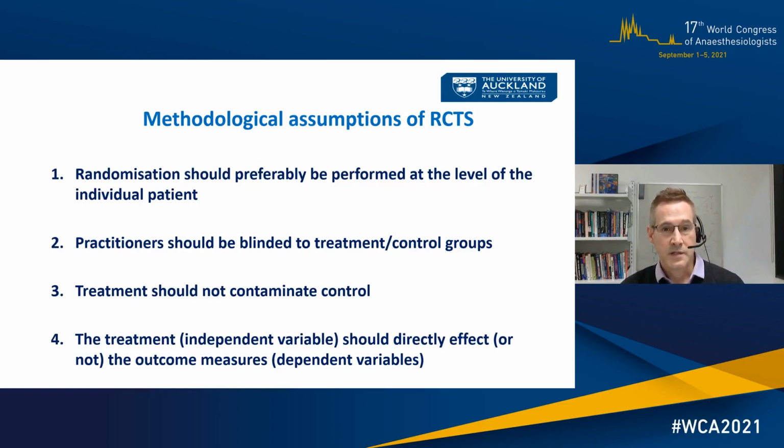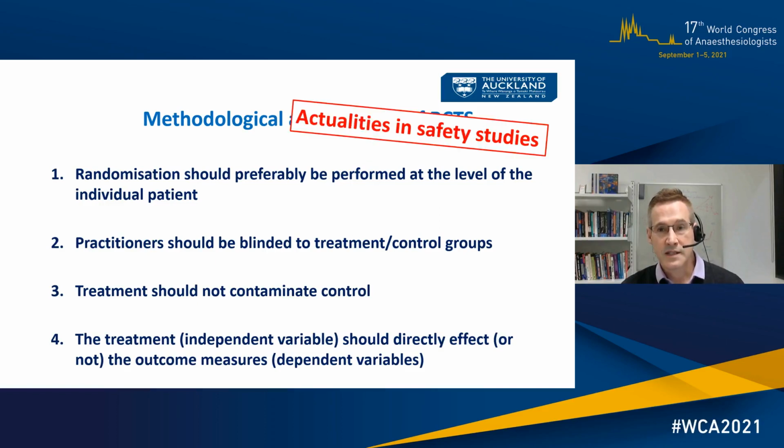So the first one, randomization should preferably be done at the level of the individual patient. This is often not easy in the situation of a safety study where you have to set up a treatment environment for the new treatment and then change it for the control. Often this has to be done on a daily basis or a weekly basis. So basically you're randomizing at the level of the cohort, not the individual patient. Practitioners should be blinded to treatment and controls. Well, in safety studies, practitioners are aware of who's receiving standard treatment, who's receiving the new, safer treatment.